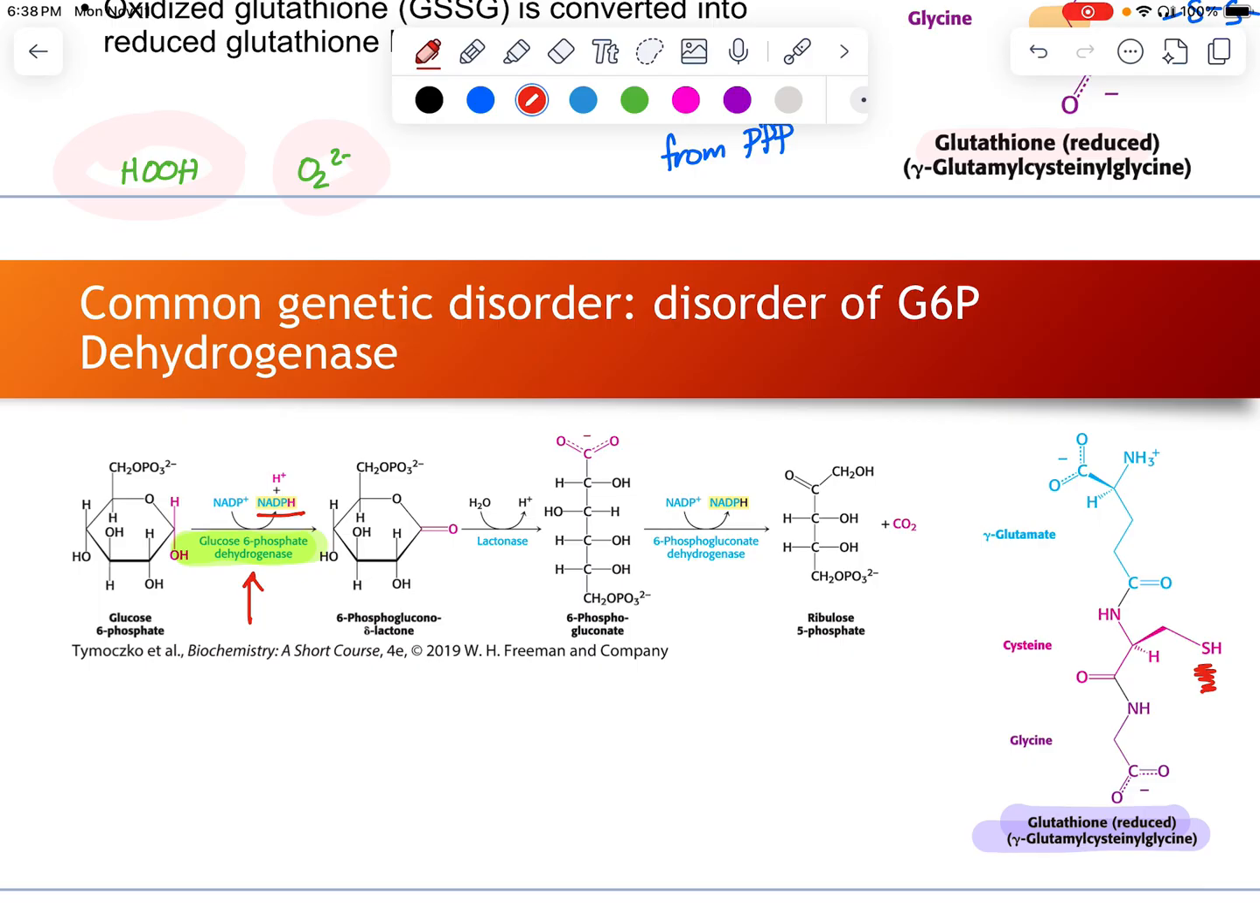So for people who don't have enough of this and go through some sort of oxidative stress, your red blood cells just can't deal with it. They'll often break open. It leads to something called hemolytic anemia because your red blood cells have broken open. You can't carry the oxygen. So anyway, the pentose phosphate pathway is an extremely important pathway in your metabolic map here. All right, that is it for this video.